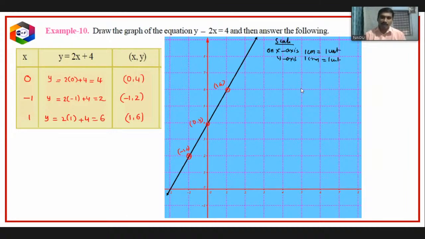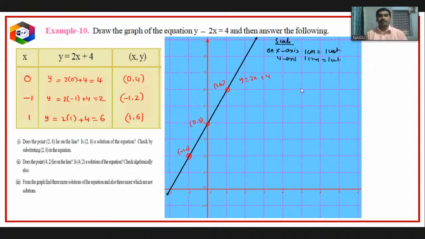The name of this graph is y = 2x + 4. So it is a straight line. On this, the values of the points are (-1, 2), (0, 4), and (1, 6), which we have. Sometimes they will ask a few more questions. If you observe the bottom corner, I have given some questions. I think it is visible to you. Otherwise I will read it out.